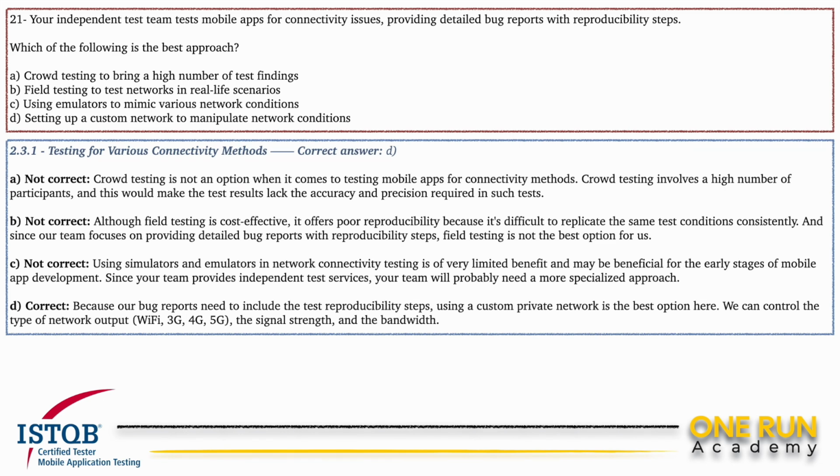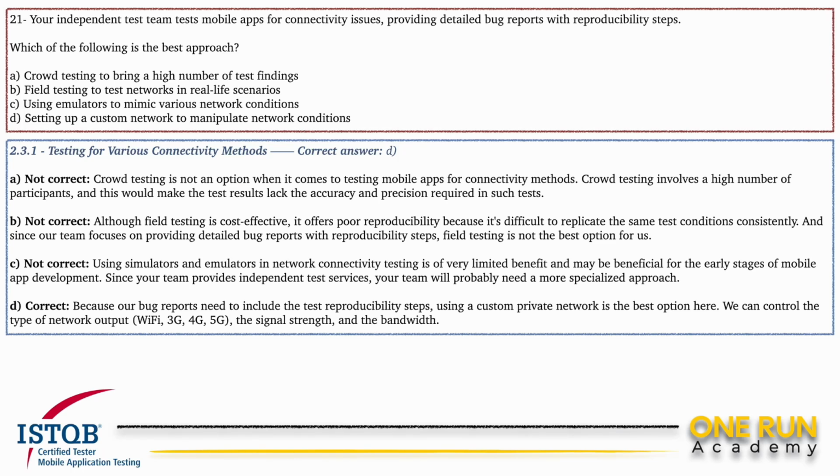Crowd testing is not the best approach for testing mobile apps for connectivity issues. While it can bring a high number of test findings due to the large number of participants, it lacks the accuracy and precision required for connectivity testing. Additionally, the reproducibility of network conditions is critical in such tests, and crowd testing makes it difficult to control and replicate the exact same conditions. So, option A is not what we're looking for.